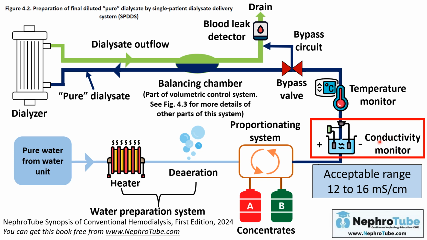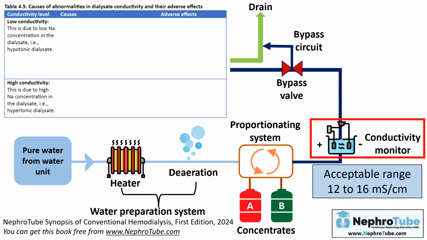This conductivity monitor will monitor the conductivity of the dialysate, and if the dialysate conductivity is out of the acceptable range, the bypass valve will act, and this dialysate will go through the bypass circuit to the drain, and will not go to the dialyzer. So this is the function of the bypass valve and the bypass circuit: to bypass to the drain the dialysate with a non-acceptable conductivity. So what can affect the conductivity? What makes the conductivity high or low?